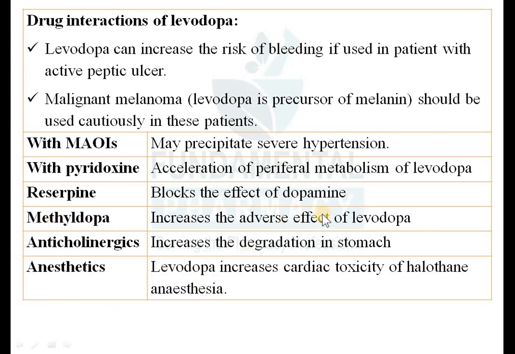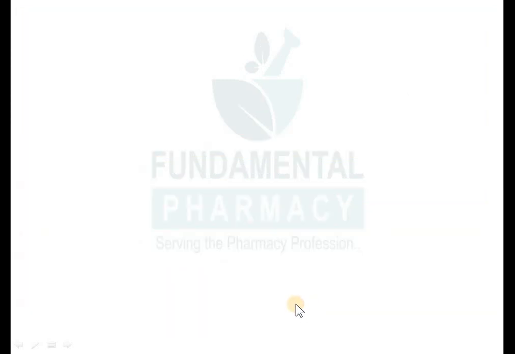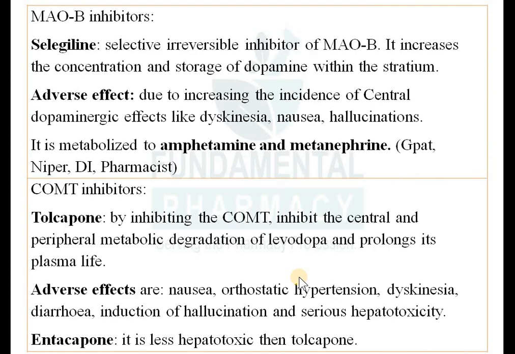So it will increase the adverse effect of levodopa. Then anticholinergic, it will increase the degradation of levodopa in the stomach. So anesthetic, sometimes what happens, levodopa will increase the cardiac toxicity of halothane and anesthesia. So these are the drug interactions of levodopa. Next one is drugs used in the Parkinsonism, we are seeing the drugs used in the Parkinsonism.